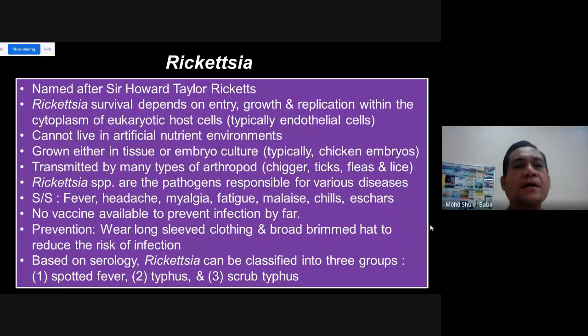Rickettsia, named after Sir Howard Taylor Ricketts. Rickettsia survival depends on entry, growth, and replication within the cytoplasm of eukaryotic host cells. They cannot live in an artificial neutral environment. So usually you cannot grow them in the lab. They grow either in tissue or embryo culture, typically chicken embryos. Transmitted by many types of arthropods, which are chiggers, ticks, fleas, and lice.